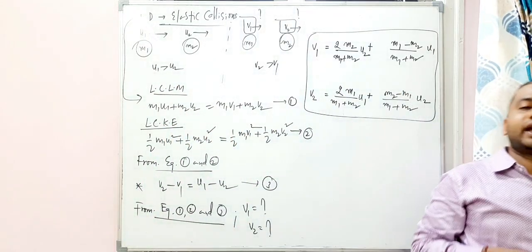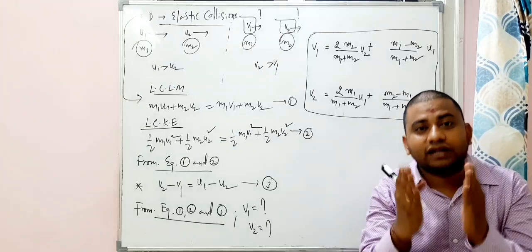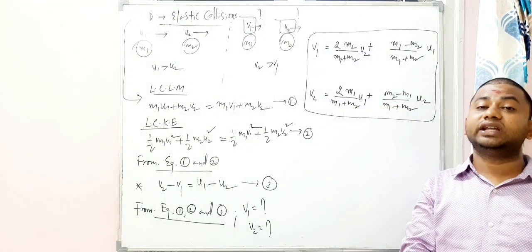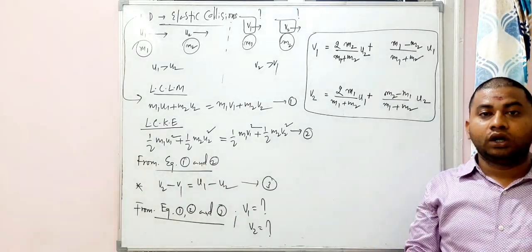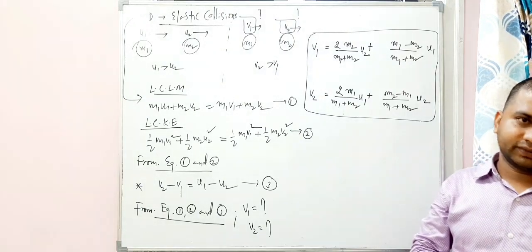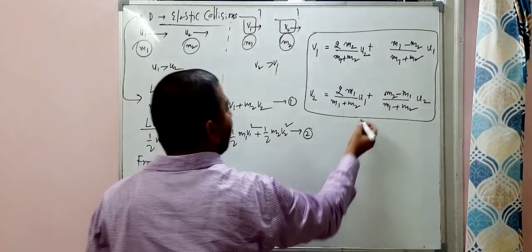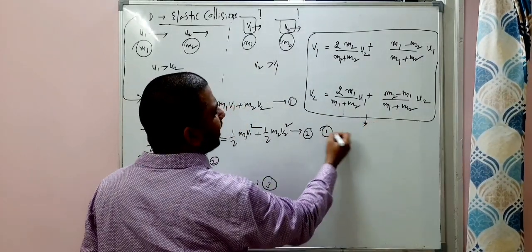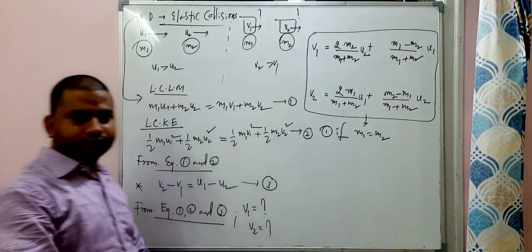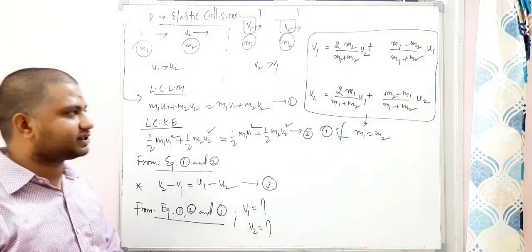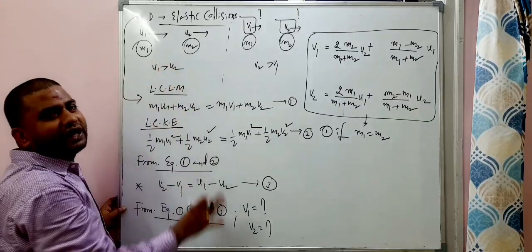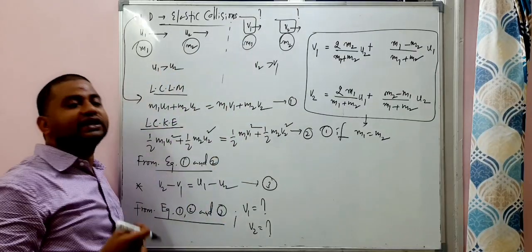Practice it as many times as possible, maybe 10, 15, 20, 25 times. If you practice like this, you will never forget these V1 V2 expressions. Coming back to this case, for example, if m1 is equal to m2, what will happen? Let us check. If m1 is equal to m2, what happens to the final velocities? Let us check.